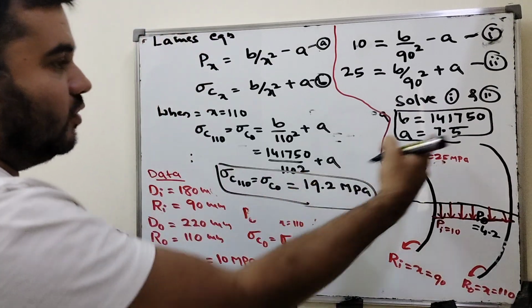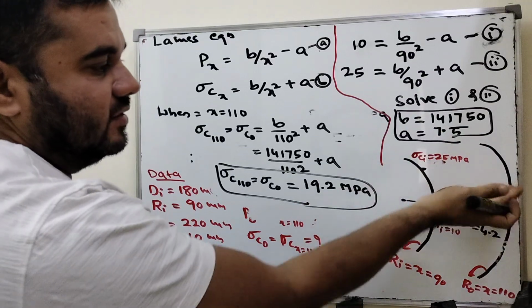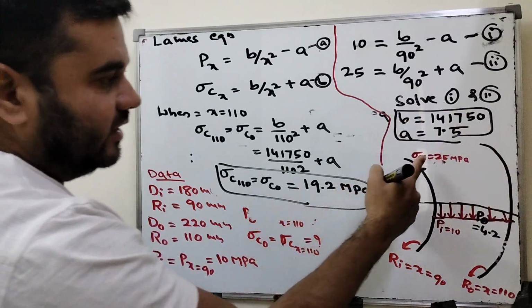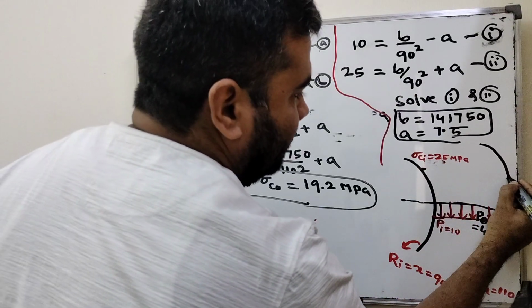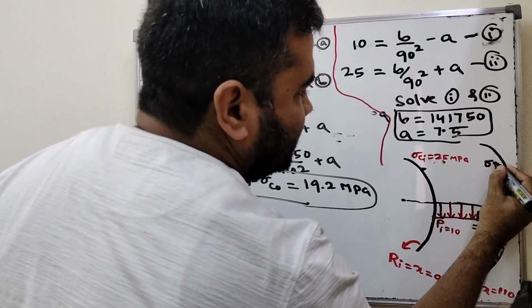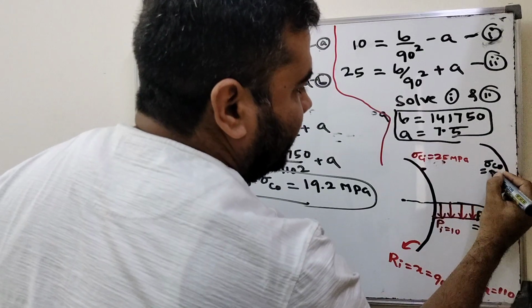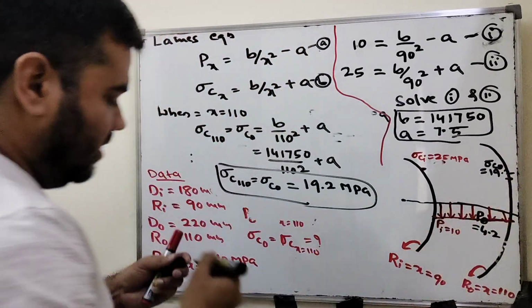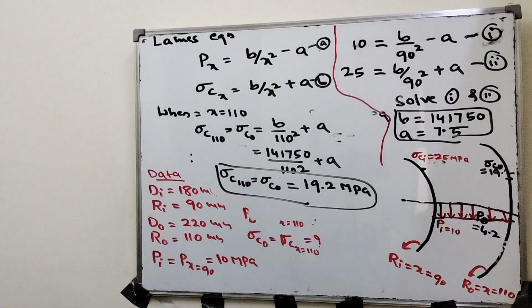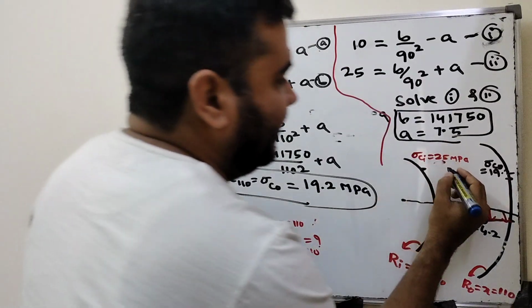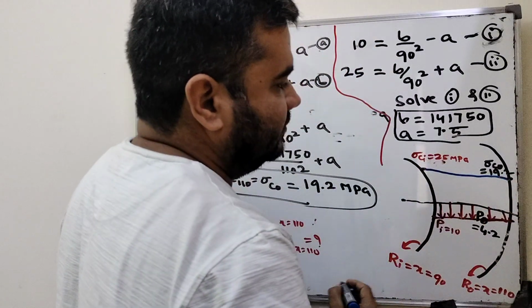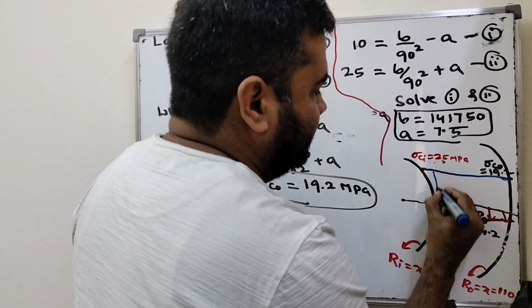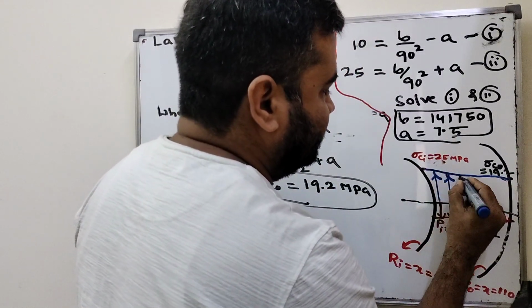Now come and mark the point on the outer wall, the circumferential stress on the upper side. Here 25 is there, so a little down it will come here. I am marking 19.2 here, that is sigma c naught equal to 19.2 MPa. Now join one more, 25 to 19. This is the circumferential stress distribution.